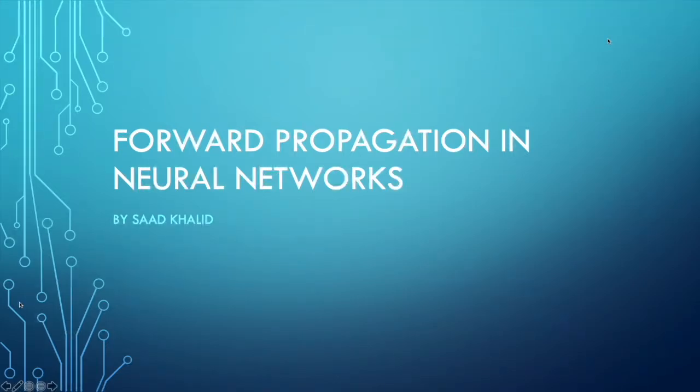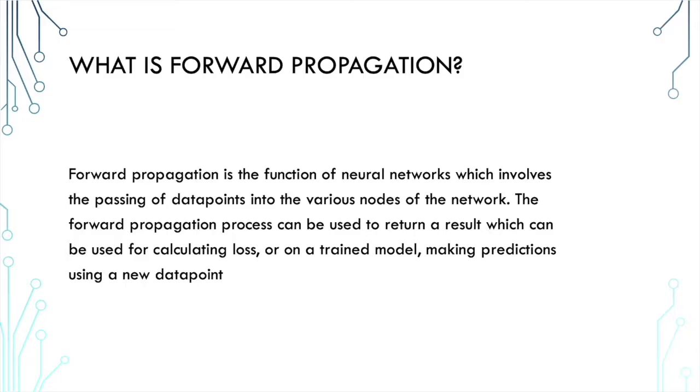Okay, so let's talk about forward propagation. What is forward propagation to begin with? When we talk about forward propagation in the context of neural networks, we're referring to the process of passing data through the neural network through all the weights, nodes, biases and activation functions in order to arrive at a result. This can either be for making predictions, or during the training process, we use forward propagation to calculate loss so that we can later adjust the weights to arrive at a better result.